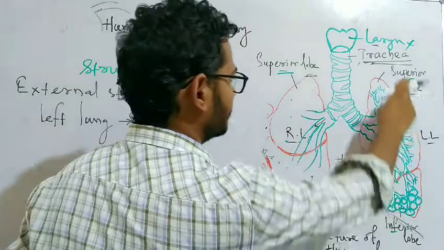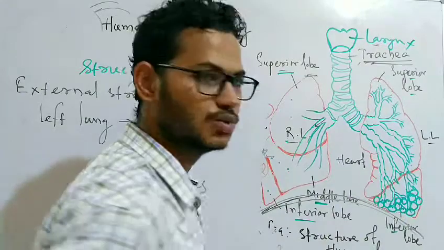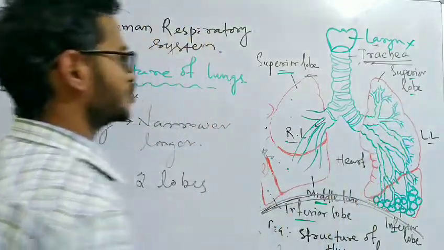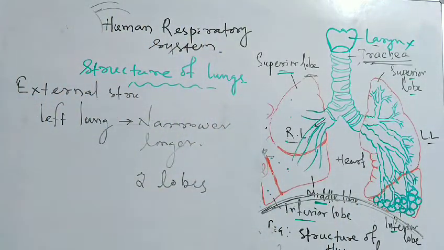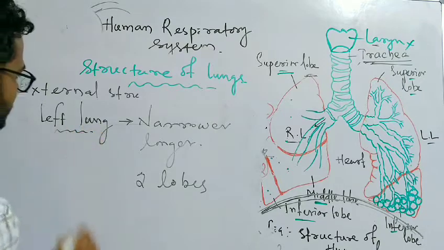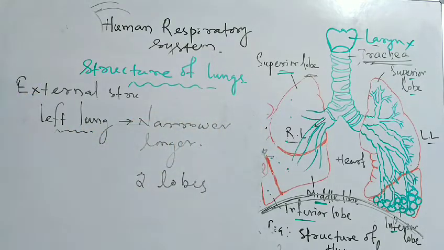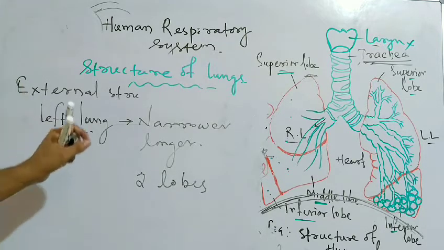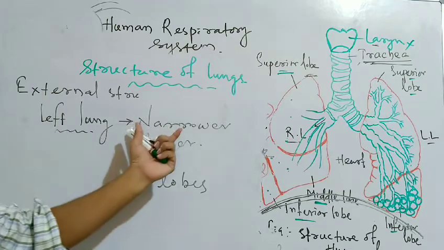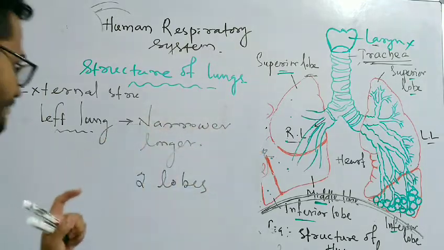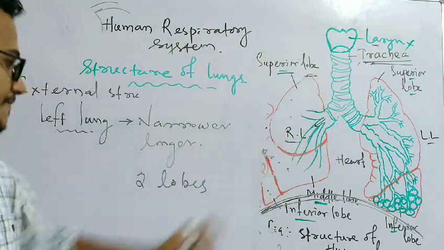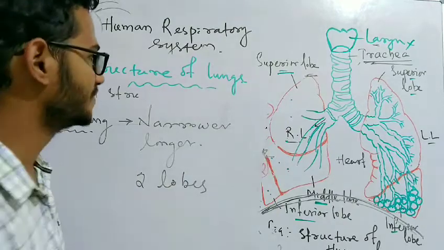Whereas in the left lung, two parts or two lobes are there, the superior lobe and the inferior lobe. So this is the difference between the two lungs. So the right one is obviously wider than that of the left and shorter, and it has three lobes.